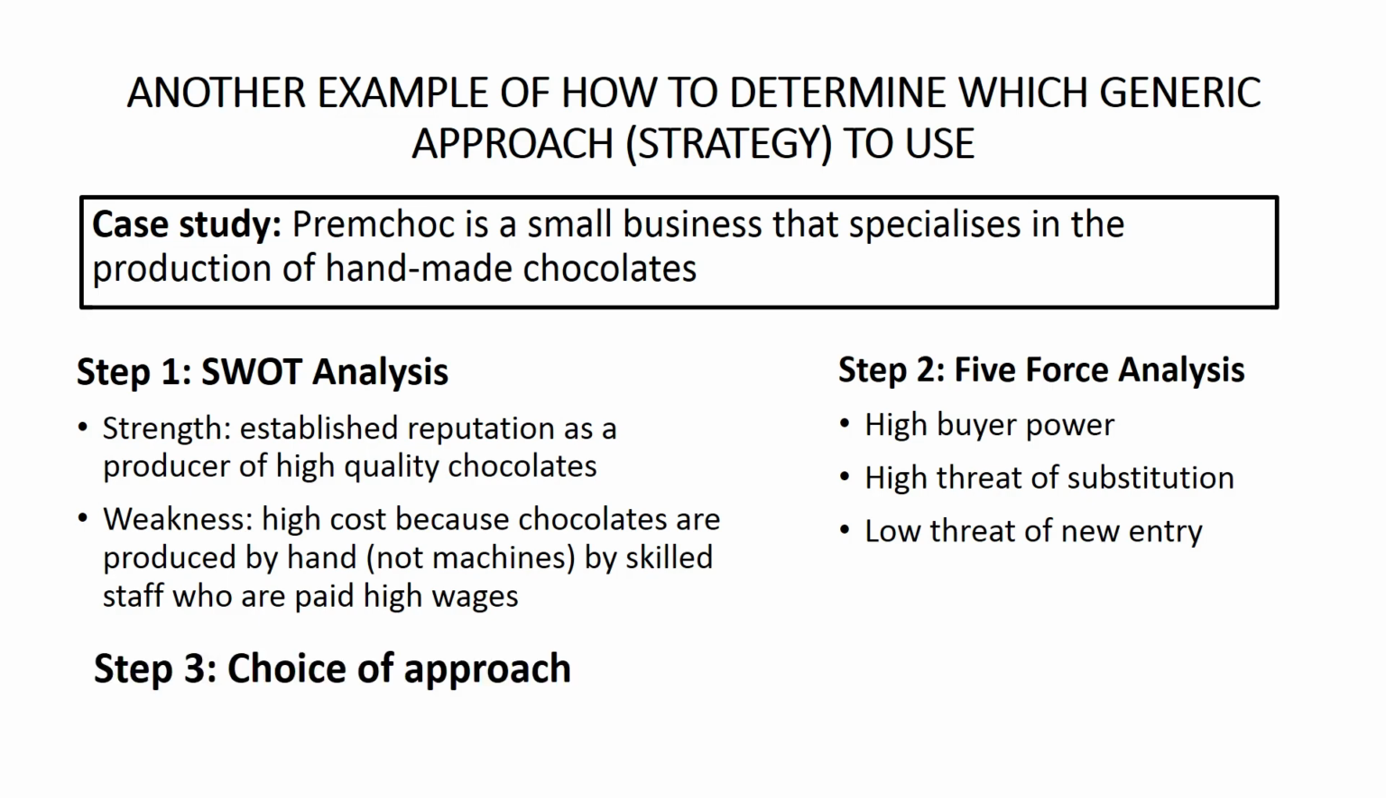Step 3 is to decide whether a lower cost approach or a differentiation approach gives Premchoc the best opportunity to maximise its competitive power. In this case, a lower cost approach is unlikely to be successful because Premchoc has relatively high costs and it risks ruining its reputation if it substitutes machine-made chocolates for handmade chocolates.